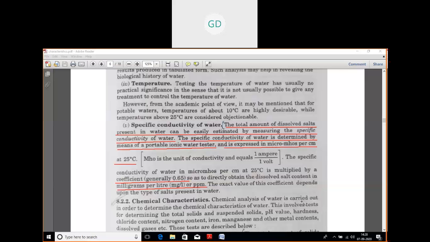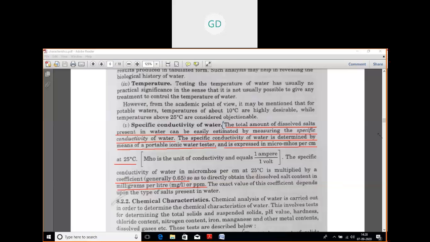So this much, these 5 points, is about the physical characteristics of water. What we learned: turbidity, color, taste and odor, temperature, and specific conductivity of water. These five are your physical characteristics of water. You should remember these 5 points.